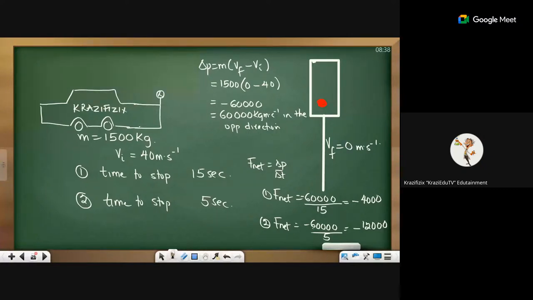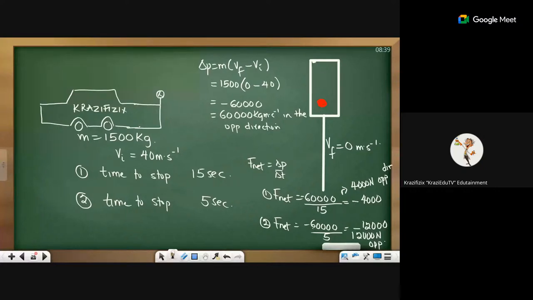Okay, good. And now, what does this mean? It means this is 4,000 newtons in the opposite direction. And this is 12,000 newtons in the opposite direction. Let's quickly explain what this calculation is all about. The force it took for driver one to stop was 4,000. The force it took for driver two to stop is 12,000. Is it making sense to you guys?